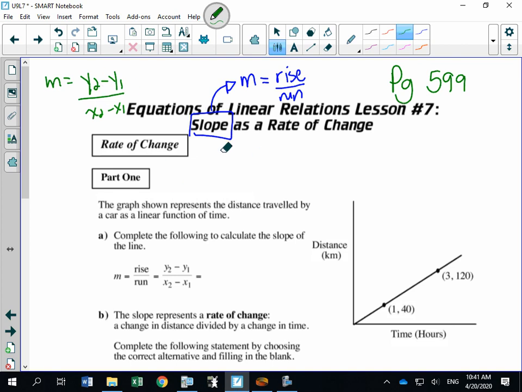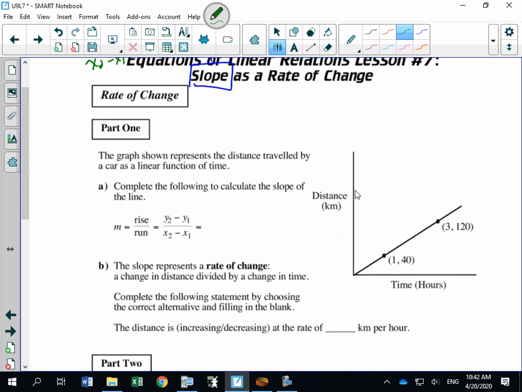So this lesson, it's called Slope as a Rate of Change, and it's going to look at practical life examples, real life examples on how we're going to apply slope in different situations. So part 1 says the graph shows the distance traveled by a car as a linear function of time. So on the y-axis here, they have distance, and on the x-axis, they have time. So what it's basically showing is that as time goes on, the further the distance the car will travel, essentially is what this is saying.